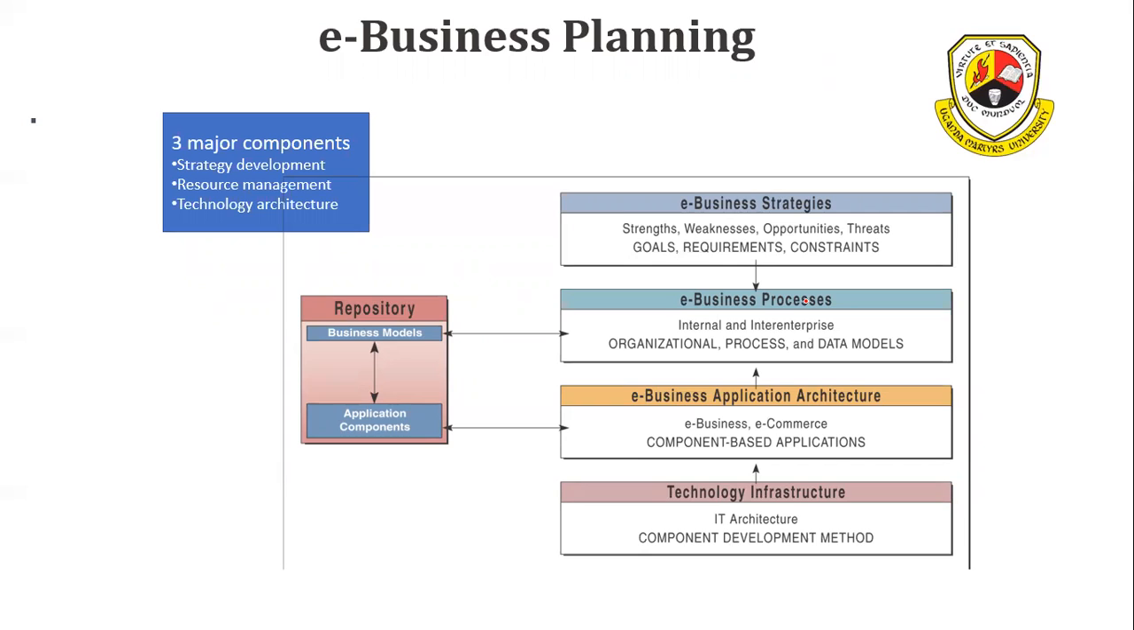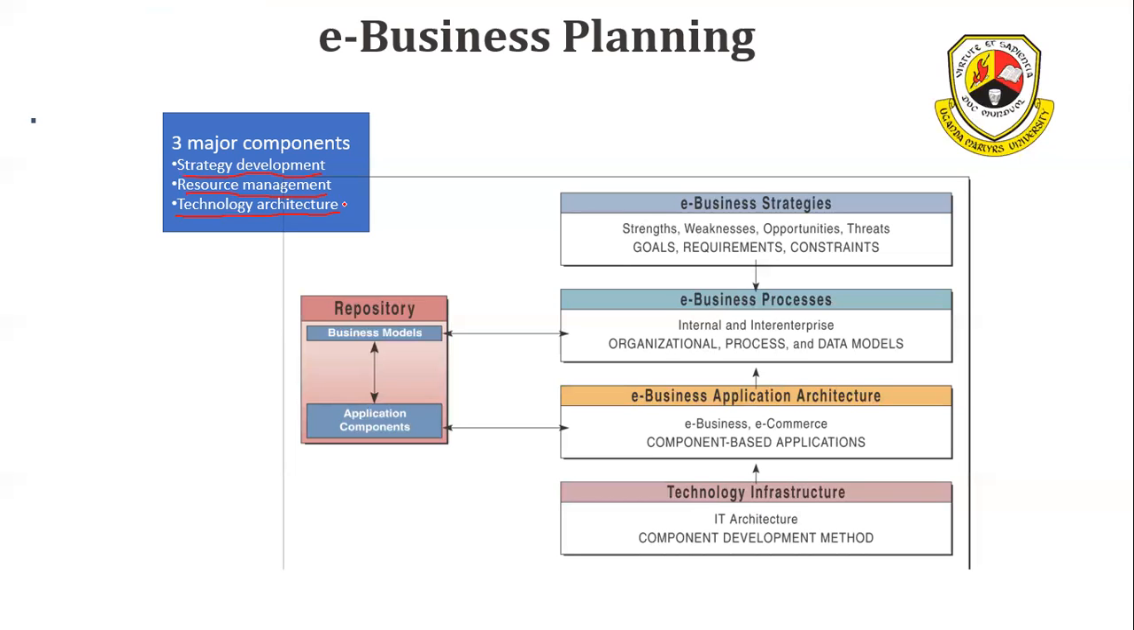Now, when we look at e-business itself, this is what I'm asking you to do as far as the restock assignment is concerned. When we look at e-business, because essentially when ICT comes in, we're essentially saying we want to go electronic, whether it's e-learning or e-health or whatever it is. Now, when we are looking at e-business planning, we are looking at three major components. What strategy do we need to develop? Resource management, what resources do we have and how can we use them effectively? Then the technology architecture that we need to develop. Those are the three components that we need to look at.